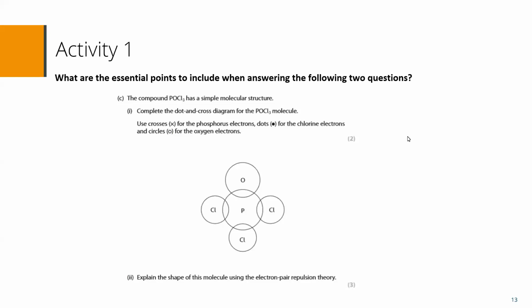I think I used this slide last Thursday, but never mind, we'll use it again. Don't put any answers into the chat box, please, and don't put any marks onto the screen, but just simply have a think about that particular question. What are the essential points to include when answering the following two questions? To complete that dot and cross diagram and then explain the shape of the molecule. So have a think, keep them in your head, jot them down on a piece of paper if you like. I'll give you a minute or so just to have a think about that particular one.